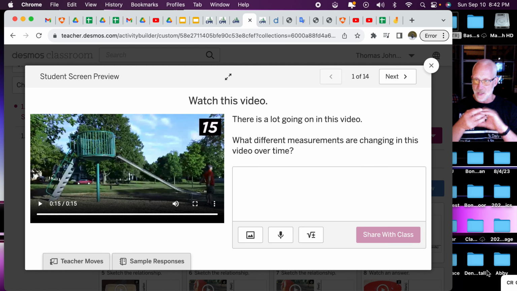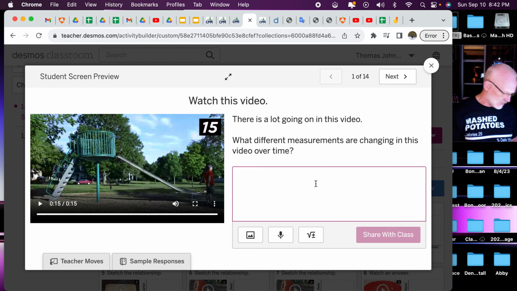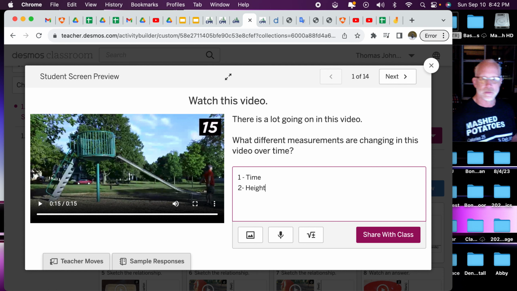And then we said, okay, think, pair, share. And then we wanted the groups to share what they thought the variables were. And then we asked Michigan and Ohio State and Michigan State and the different tables. And this is what they came up with. They said the variables that changed were the time. Did you see that clock up in the corner? And then they said the height of the person. So how high the person was up in the air. Okay, so that's what we did first.